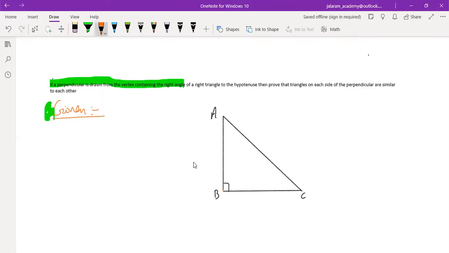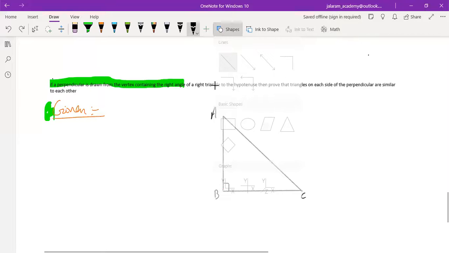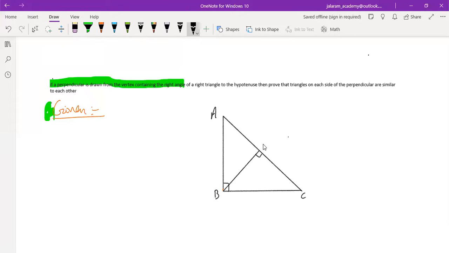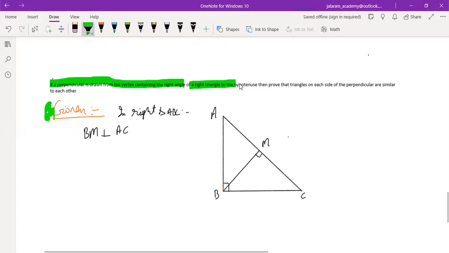What is given to us? Perpendicular is drawn from the vertex making the right angle, meaning this vertex B, to the hypotenuse. In right triangle ABC, BM is perpendicular to AC. Always write the reasons. This is given. Then prove that.